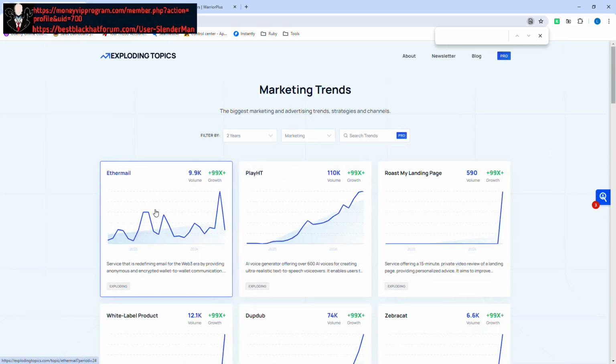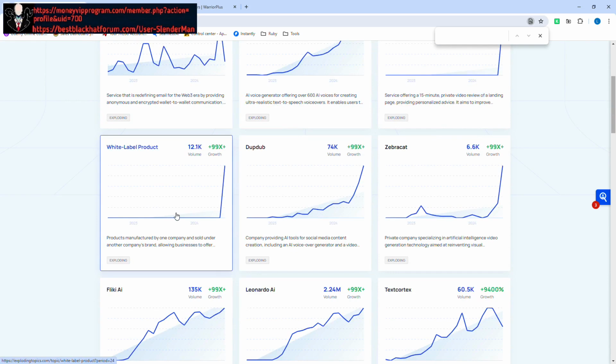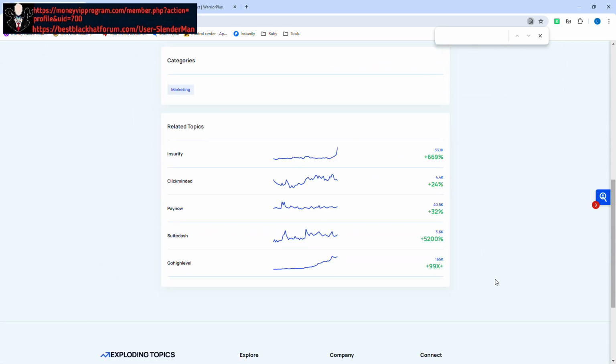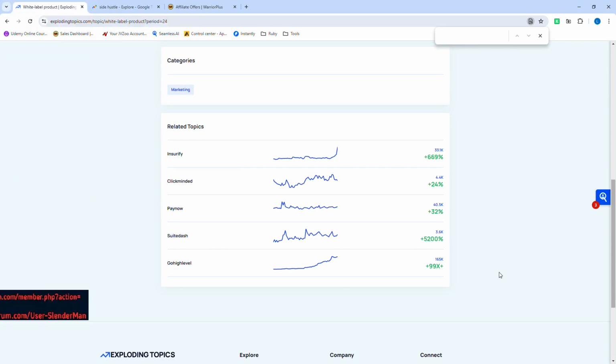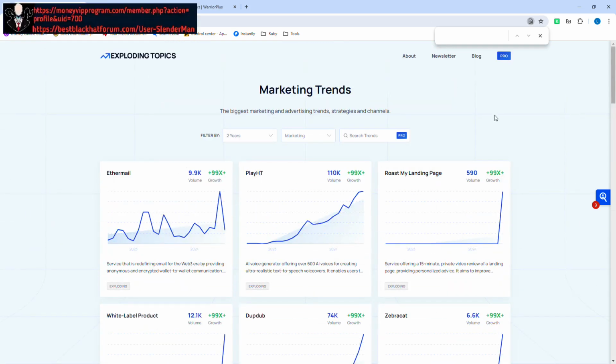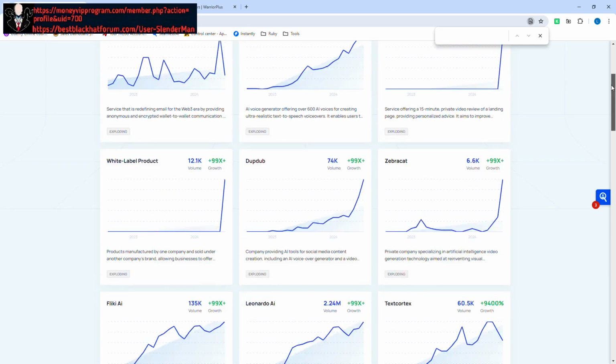Let's see what else we got. Yeah, white label product. Interesting. This is a PLR. I think this kind of reflects PLR, at least reflected a little bit in the underlying interest that triggers the interest in PLR. We could do a search for PLR if we had a pro account, and I'm not maintaining a pro account right now.